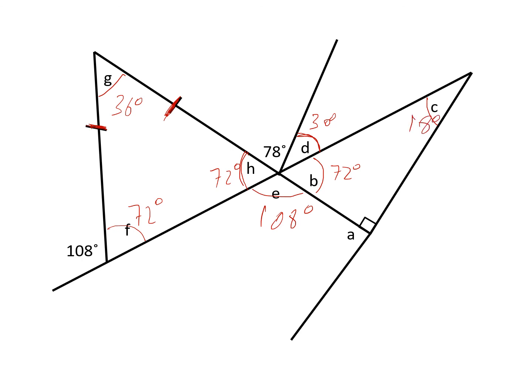And how much is the angle for A? Since you can see there is a straight line again, angle A must be 90 degrees as well.